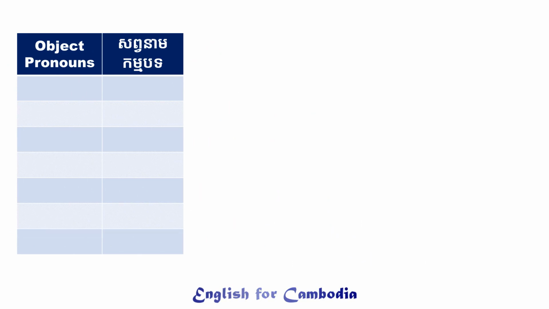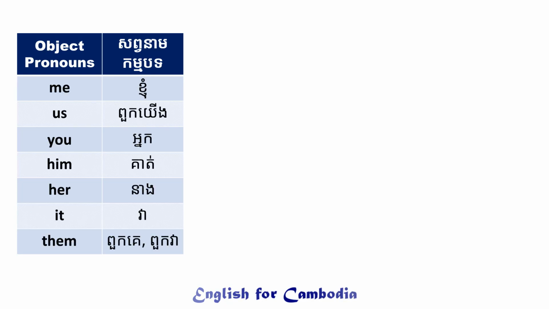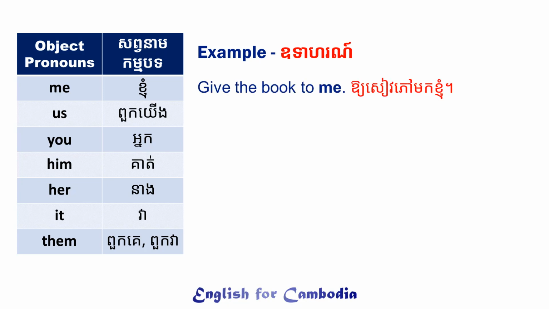Object pronouns. Me, us, you, him, her, it, them. Example: Give the book to me.